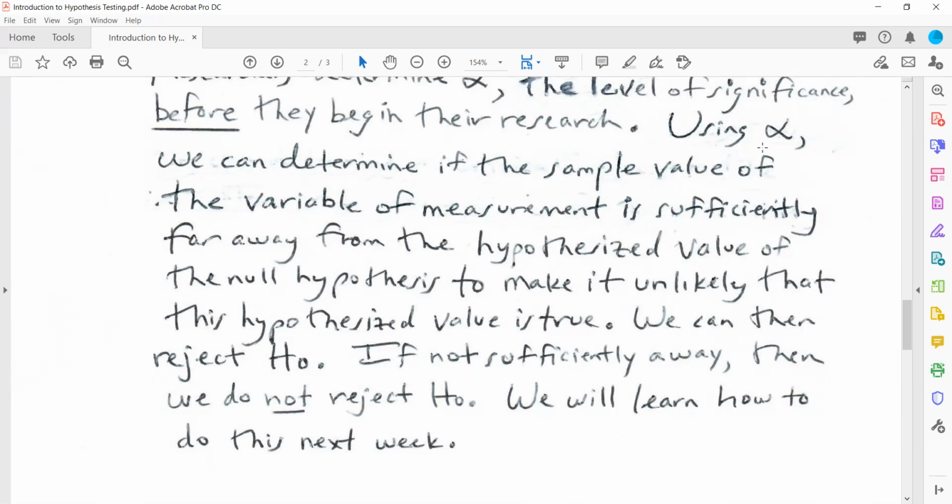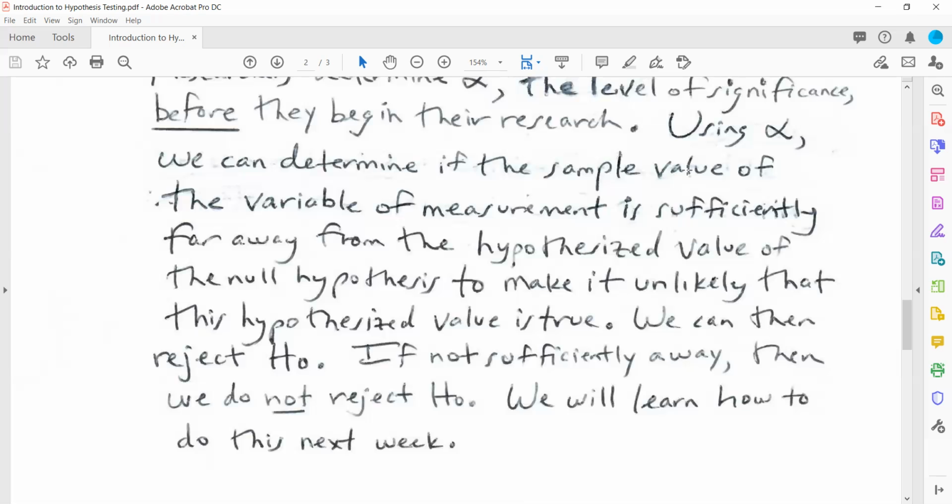So this alpha is, again, important. And using this alpha, we're going to determine if the sample statistic, the sample mean or sample proportion, is sufficiently far away from the null hypothesis value of the population mean or population proportion, so as to make it highly unlikely that the hypothesized mean or hypothesized proportion would have created a sample mean due to just normal variation.